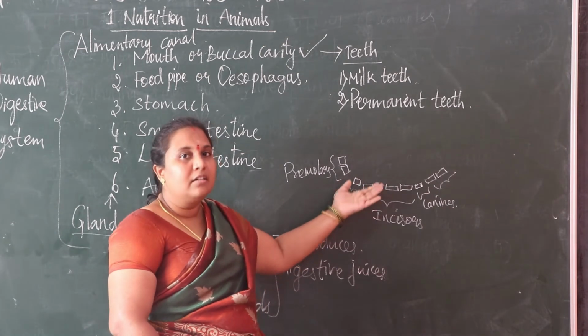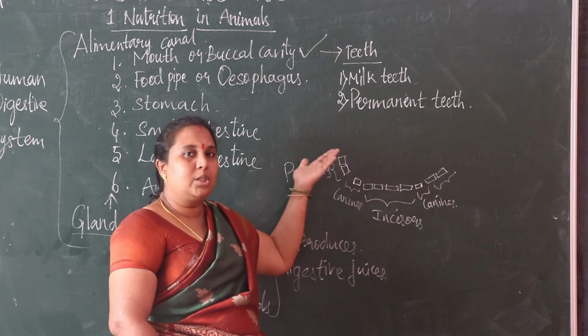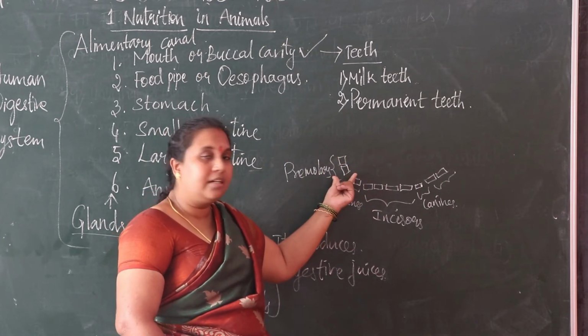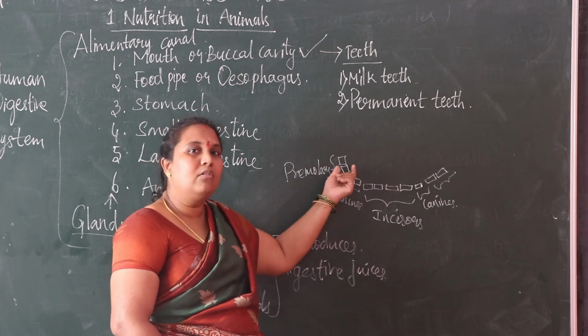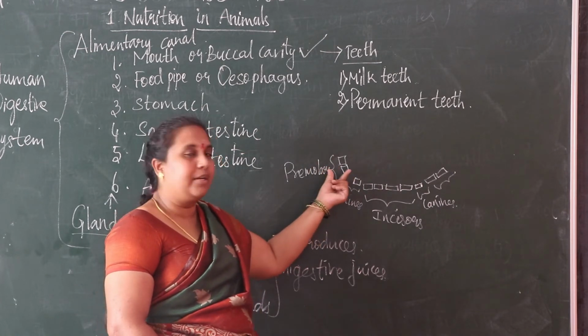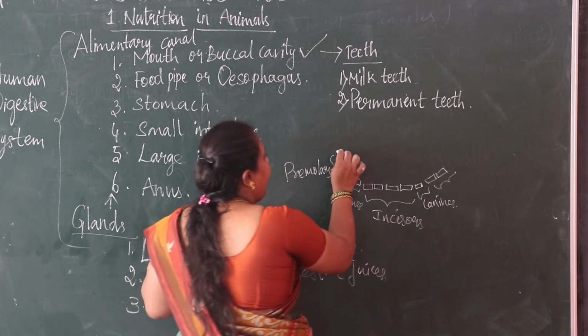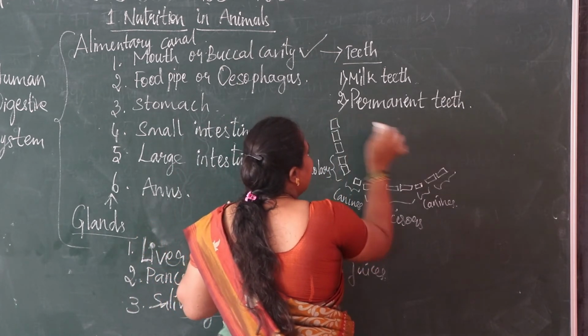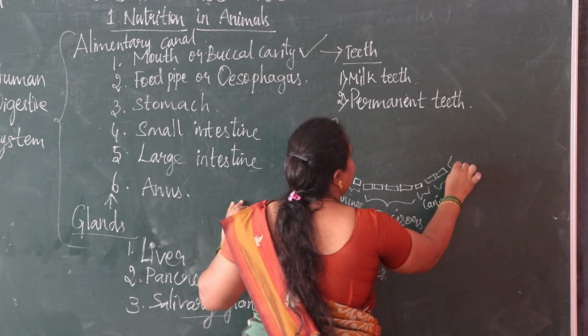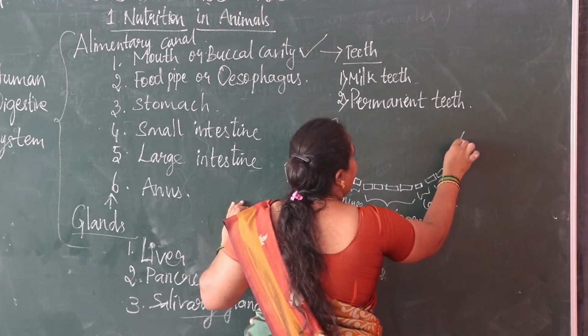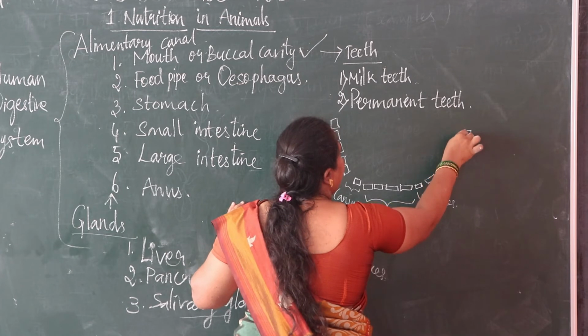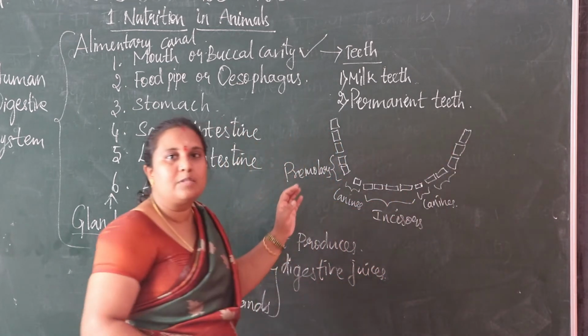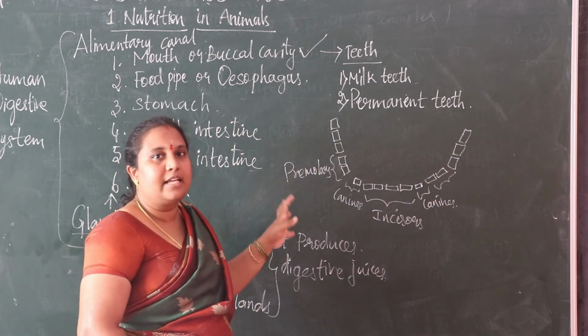So after 15 years, they grow very strongly after the premolars. Then after the premolars, there are the molar teeth. These molar teeth appear in the adult stage.